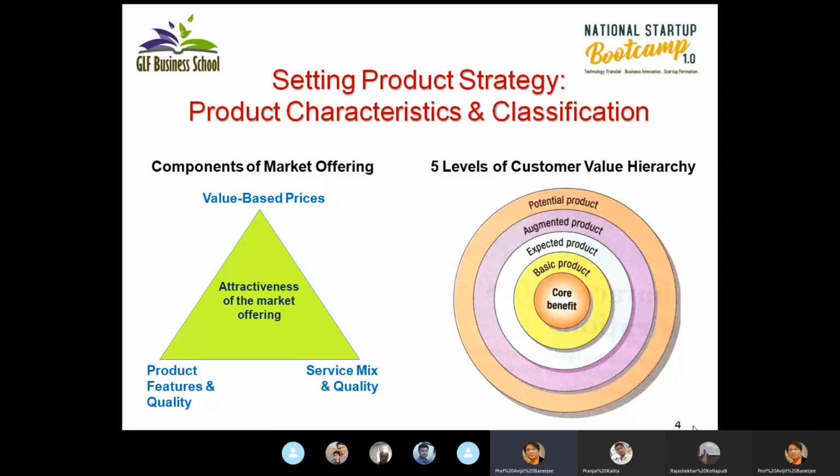In this circle, we have described these 5 levels: core benefit, basic product, expected product, augmented product, and the potential product, as well as the components of marketing offering. This forms a triangle, and this triangle actually represents the value-based price, product features and quality, and the service mix and quality.